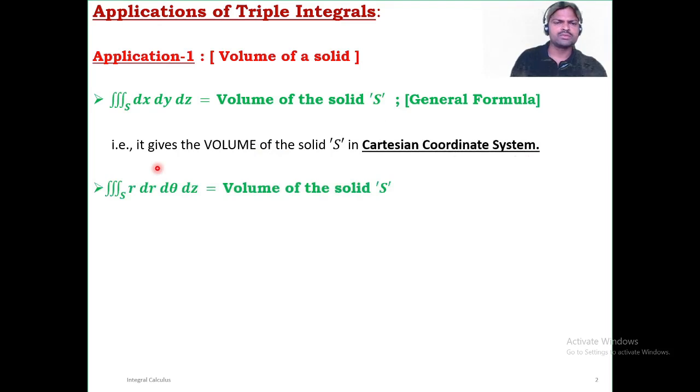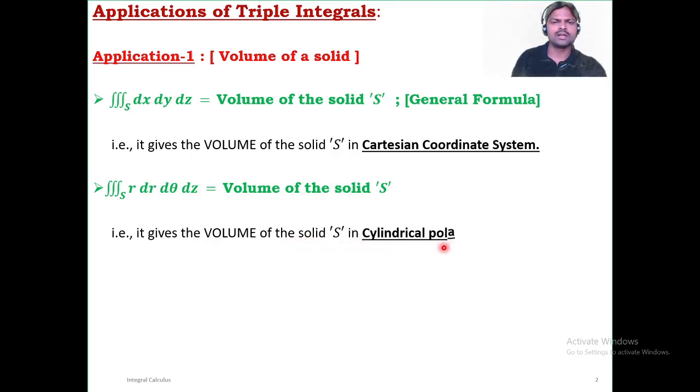Same thing, only if you consider the cylindrical polar coordinate system, then the Jacobian comes in extra. What is the Jacobian in the cylindrical polar coordinate system? r. So r dr d theta dz gives the volume of the solid S, where the solid S is indirectly a part of a cylinder. That is, it gives the volume of the solid S in the cylindrical polar coordinate system.